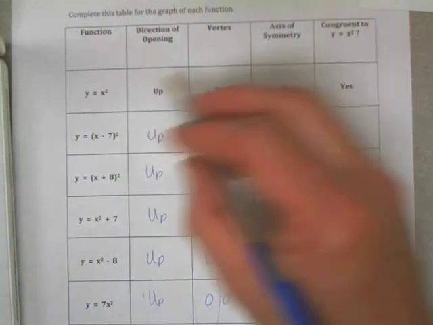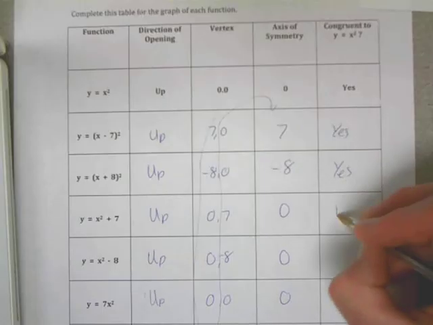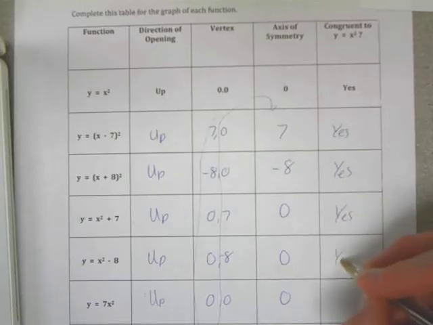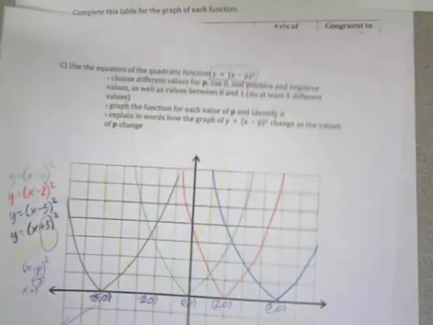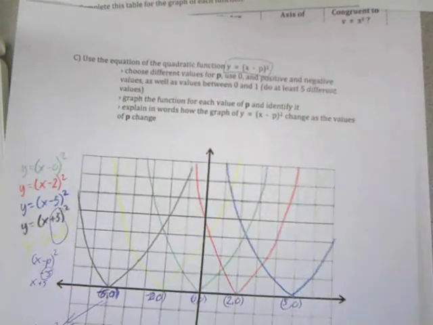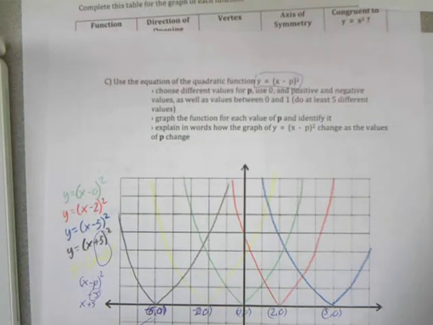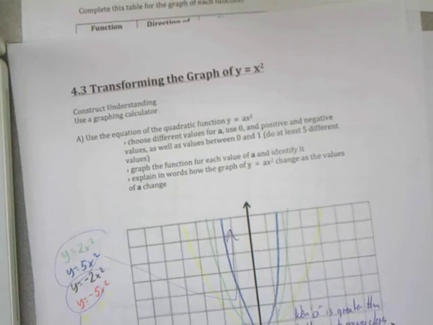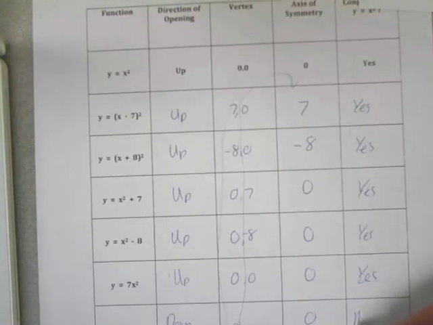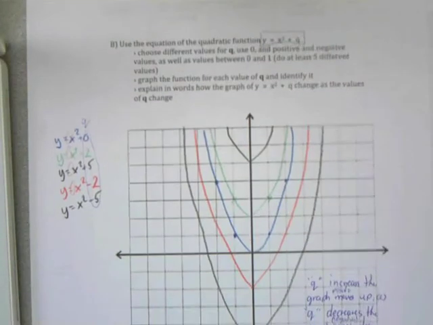Congruent to, in other words, they look the same. That's yes, yes, yes, yes, yes. Now if I look at them by that, they all go up the same. This one has them all going up except this one, which is negative, so that means this would be down. This would be no. And this one looks the same.